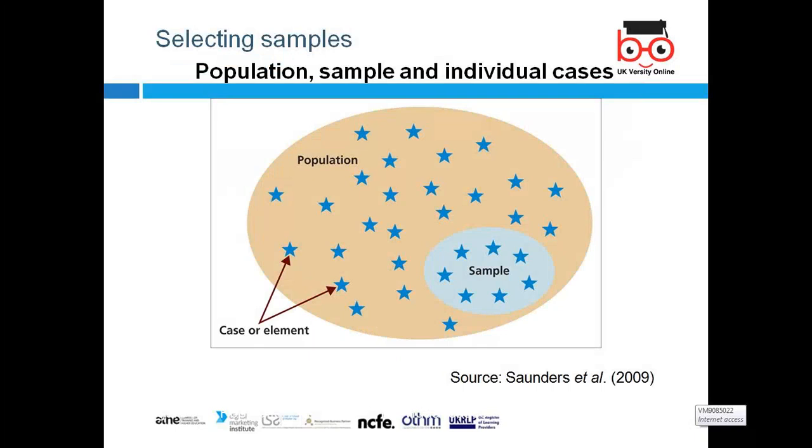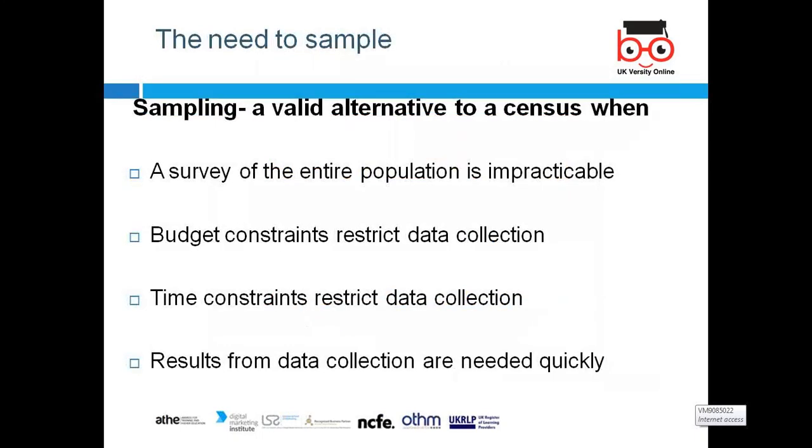Like all other populations, a sample is a small element. Like if we want to test the water, we can sip it or taste it. That's the sample. So a sample is a valid alternative to a census.